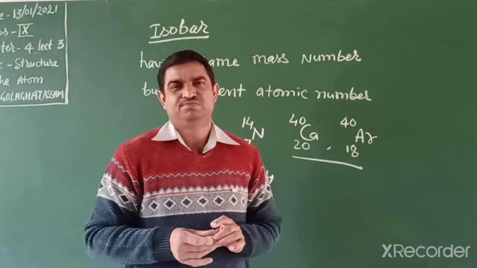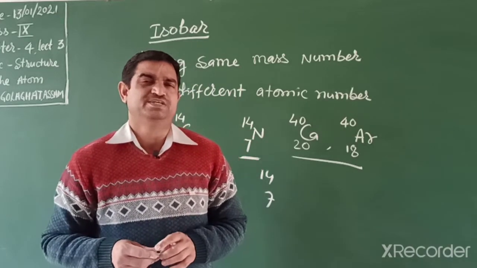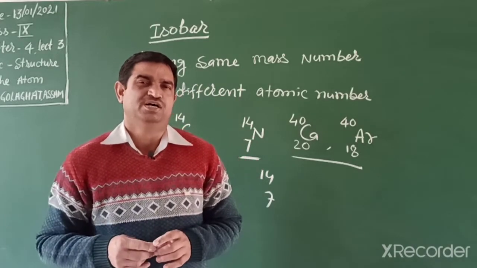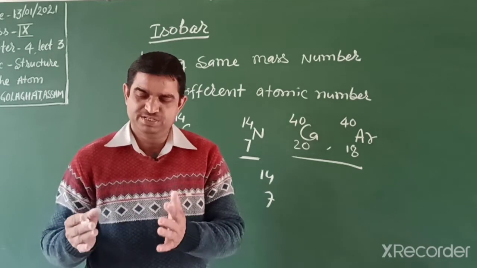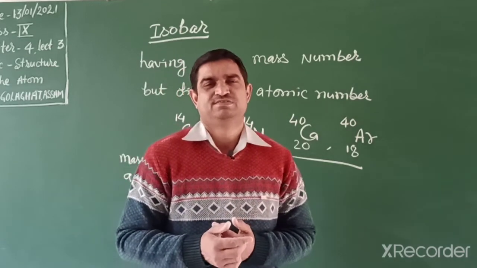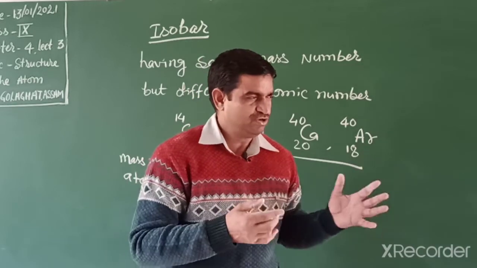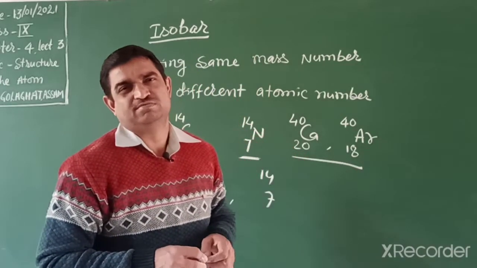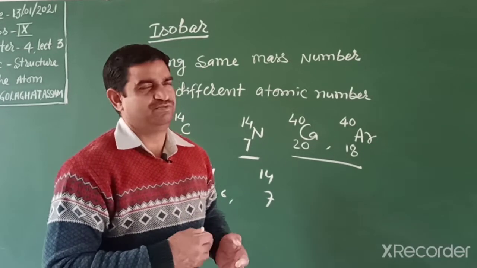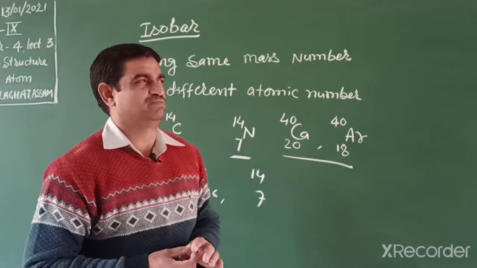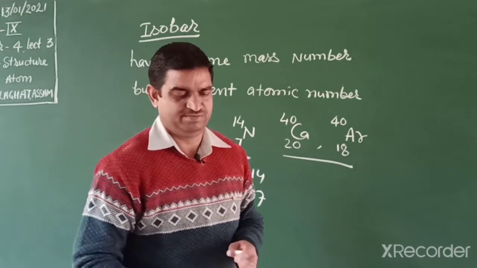Now students, how can we find out the atomic mass of isotopes? Because isotopes are found in nature in different percentages, but the natural element's mass is the average of all the isotopes. For example, we explain chlorine atomic mass, how can we identify it?